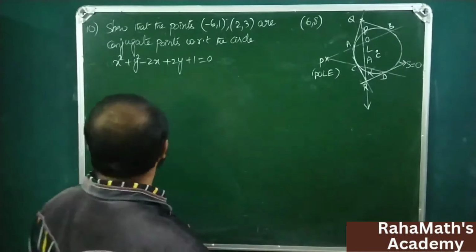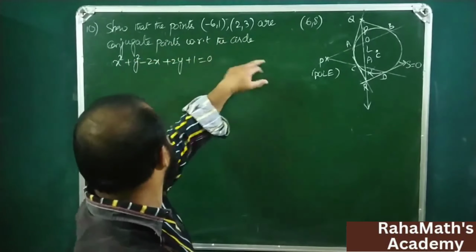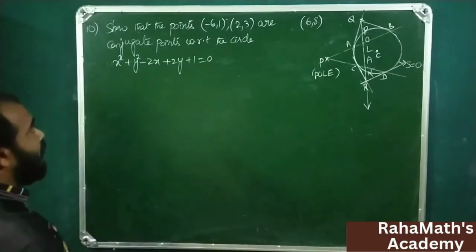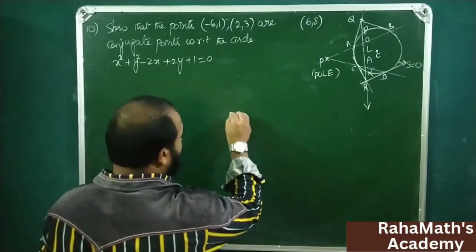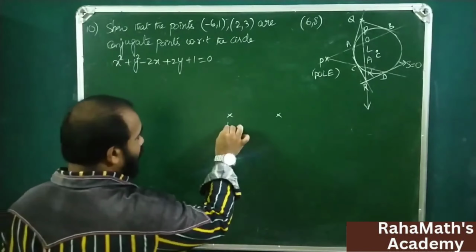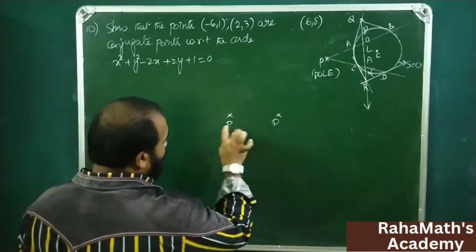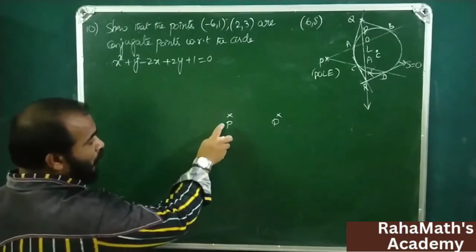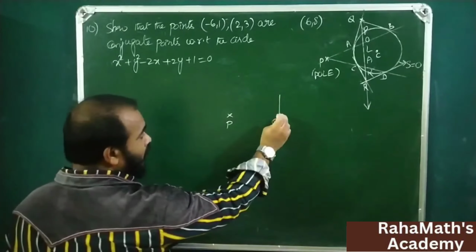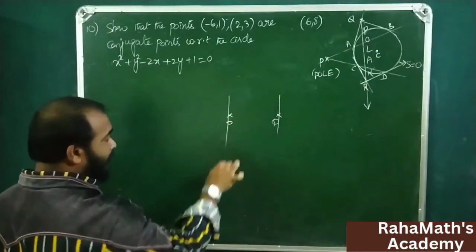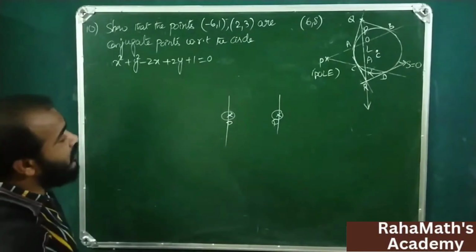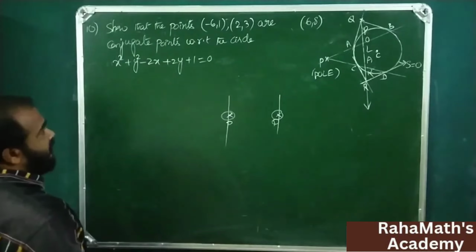The next question is, show that the points are conjugate points with respect to the circle. So what are conjugate points? Two points P, Q are said to be conjugate points if the polar of P passes through Q and the polar of Q passes through P. And we have a direct condition as well.